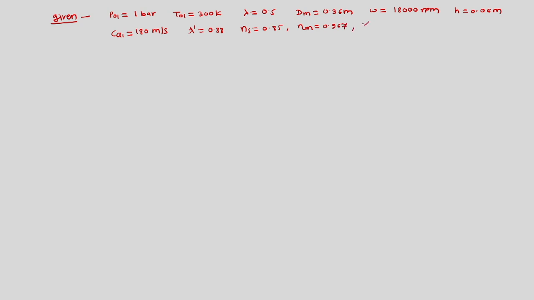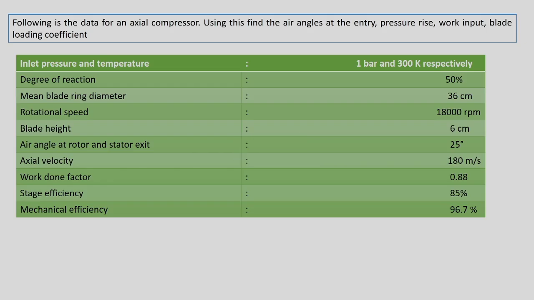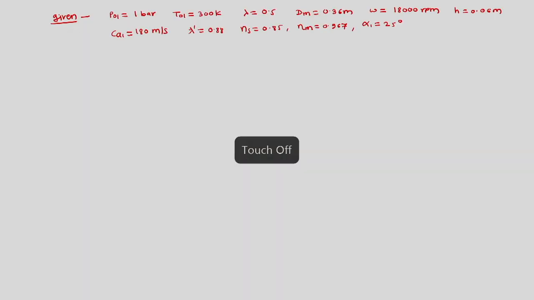0.967. We are told alpha 1 absolute velocity angle as 25 degree, since it is told that the angle is air angle. When it is air angle, it is the absolute velocity angle. So we know now, we are told to first find out blade angles, but for 50% reaction we know alpha 1 is equal to beta 2, but alpha 1 is given, so beta 2 is also known, which is 25 degree. So now we have to find out beta 1.